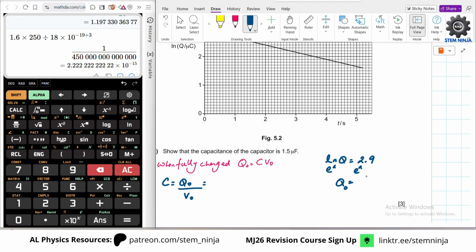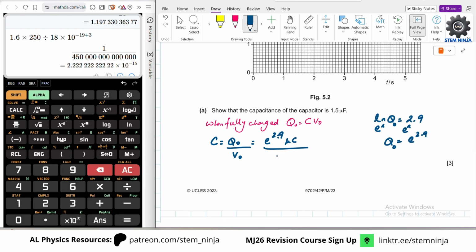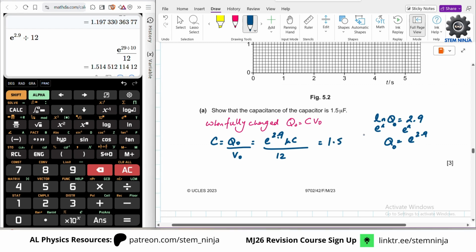So Q naught would be e raised to power 2.9. This is already in microcoulomb, divided by 12 volt, so we should get the answer in microfarad also. So e raised to power 2.9 divided by 12 is 1.5 microfarad.